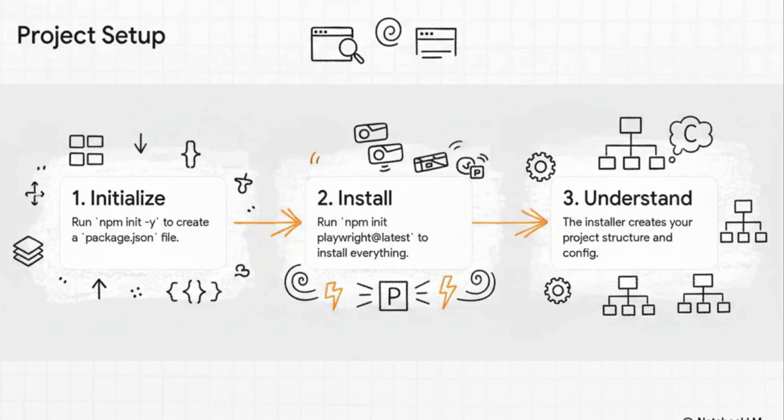Number 1, you just run npm init -y. That just gives you a standard project file. But step 2, this is the magic command: npm init playwright@latest. When you run this, it launches this really friendly installer that asks you a few questions, downloads all the browsers you need, and sets up your entire project structure for you. It does all the heavy lifting.